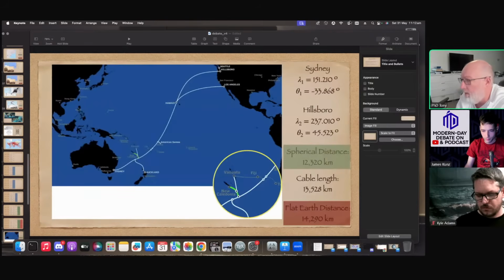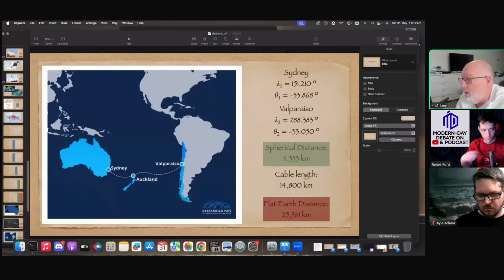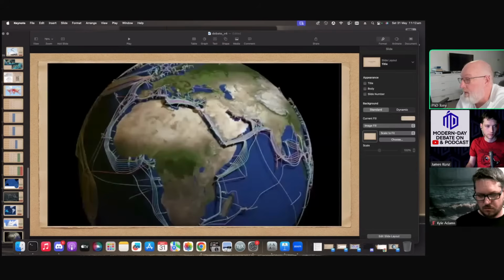We can do the same analysis on the length of submarine cables. The spherical distance formula fits with the cable length. The flat Earth distance formula does not fit with the cable length. So we can look at all of these different cables.